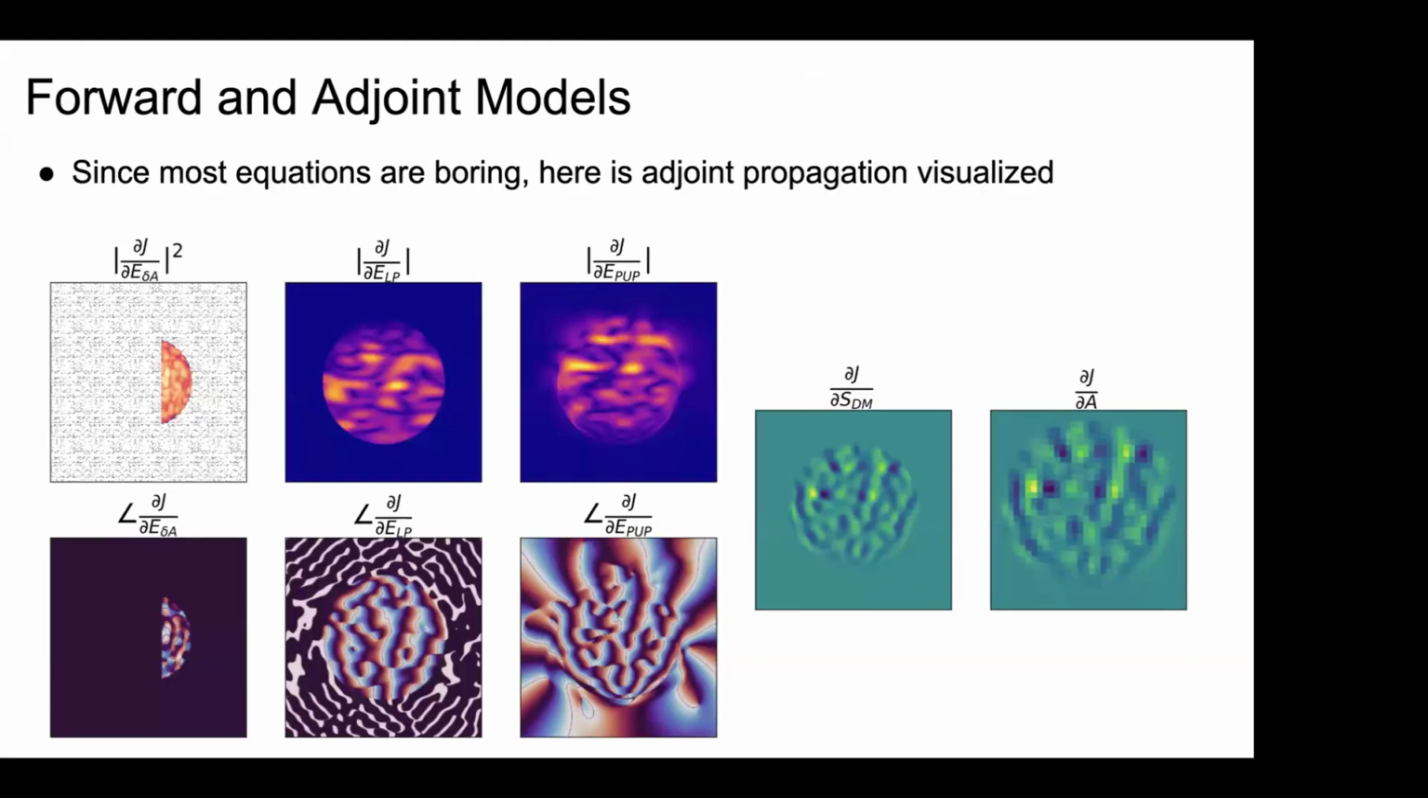Since equations are boring usually, here's what adjoint propagation actually looks like when it's visualized. We start with whatever the electric field is, or the first gradient we computed, from our focal plane, propagate back to the Lyot plane, then to the total pupil plane, and then to the surface of the DM, and finally to the actuators of the DM. So again, you can just follow the equations I previously presented step by step to make your way all the way back to these actuators.